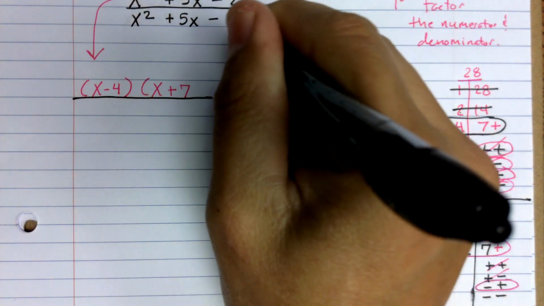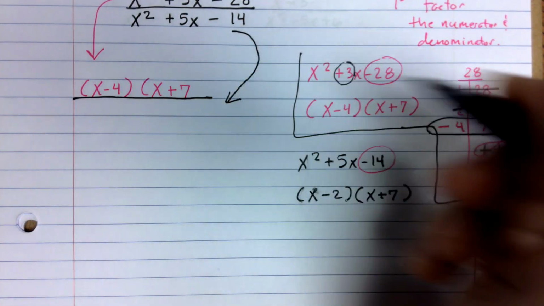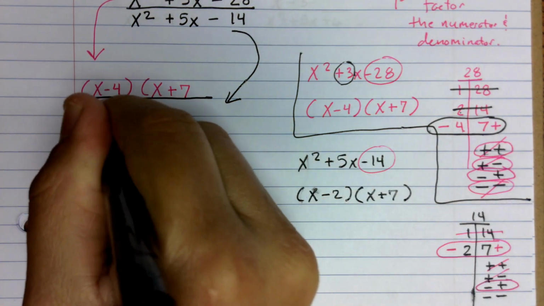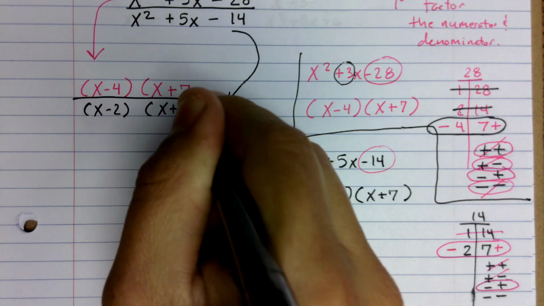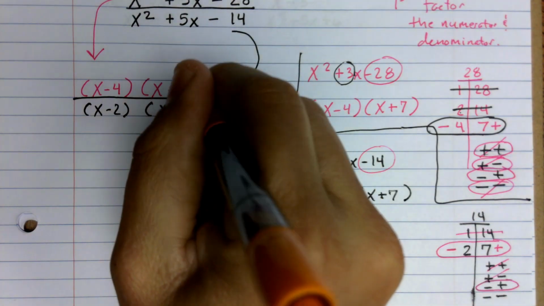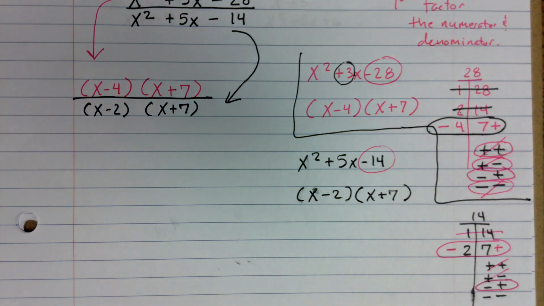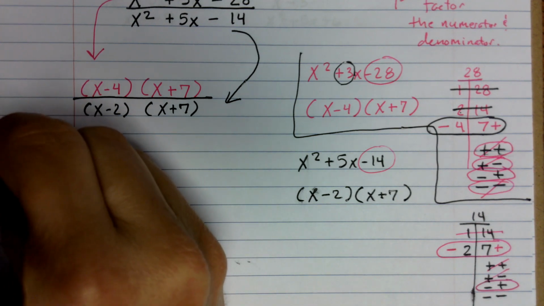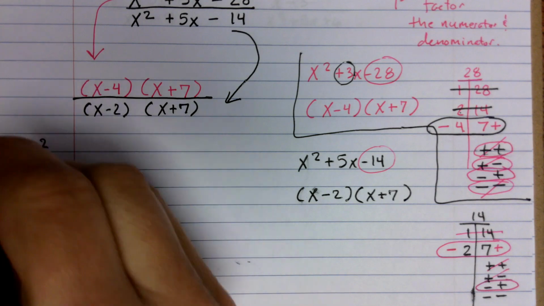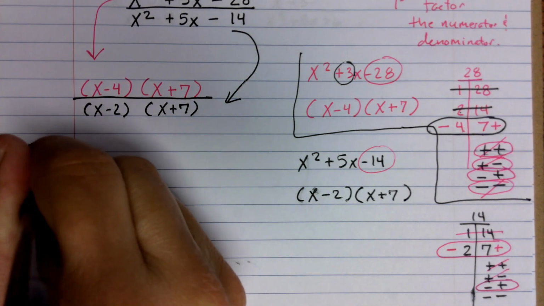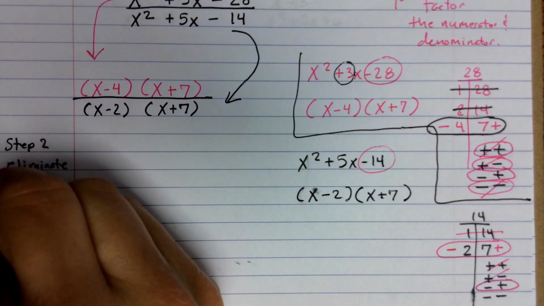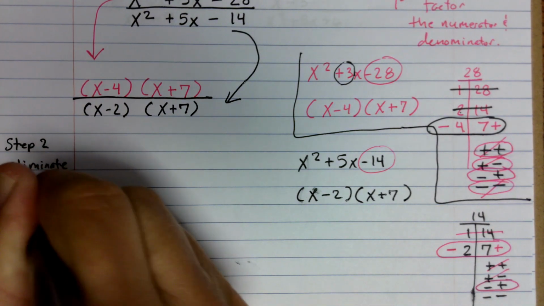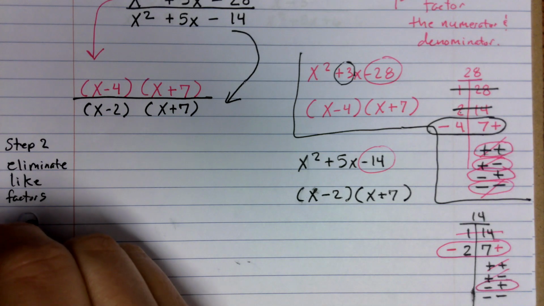So I'm going to go ahead and write those factors down here in the denominator, because that's where they belong. So x minus 2 and x plus 7. So now we have our factors, and we're going to go ahead and go to step 2. So step 2, eliminate like factors by dividing.